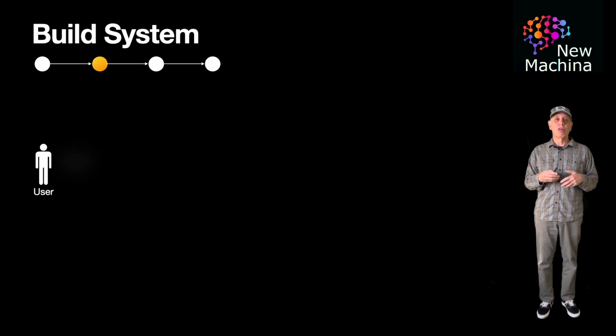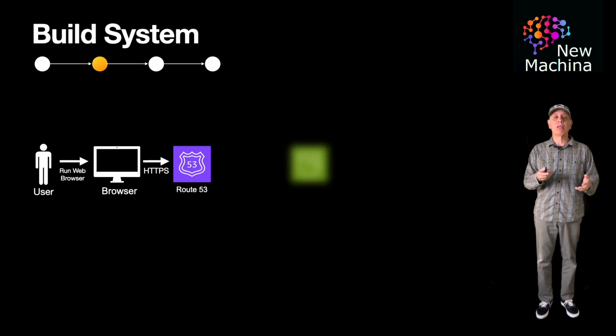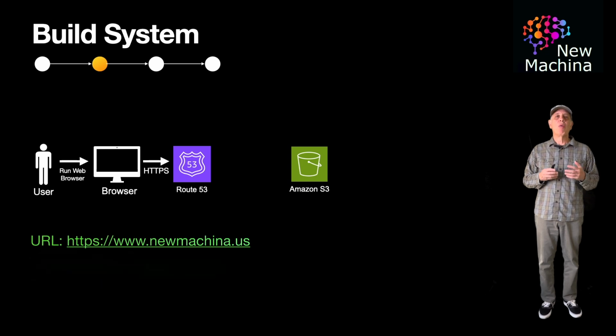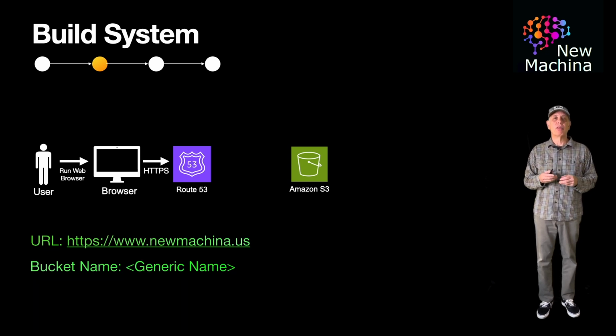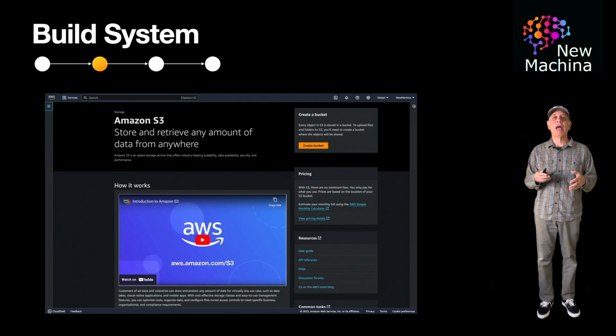So now, let's look at the system diagram to see where I am in building this system. Now that I have my web domain, newmachina.us, I'm going to move to the next part of the system. I'm going to deploy a static website hosted in Amazon S3. I navigate to the Amazon S3 homepage in the AWS console. This is another step I will cover at a high level.